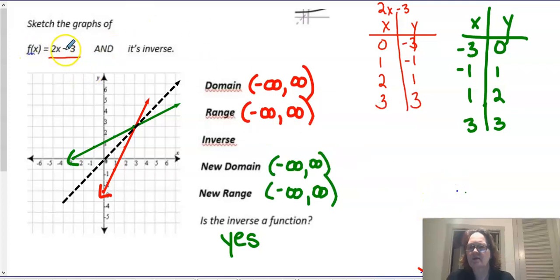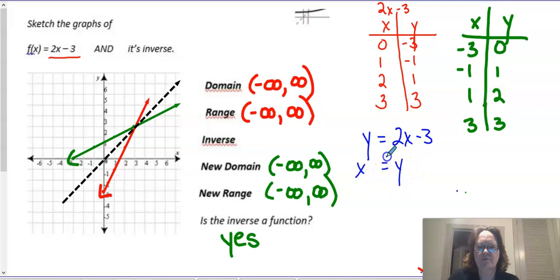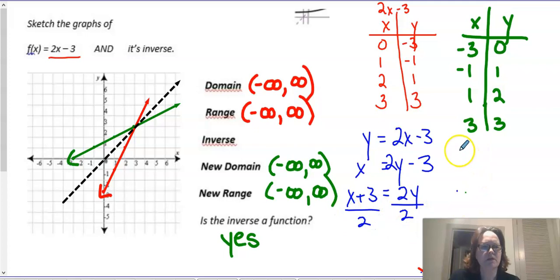So if I've got f of x equals 2x minus 3, I'm going to change that. I'll do it over here. Y equals 2x minus 3. Switch the x and y. Oops, x equals 2y minus 3. And then solve for y. So let's add 3 on both sides. X plus 3 equals 2y, and then divide by 2 on both sides. So I end up with y equals (x plus 3) over 2.